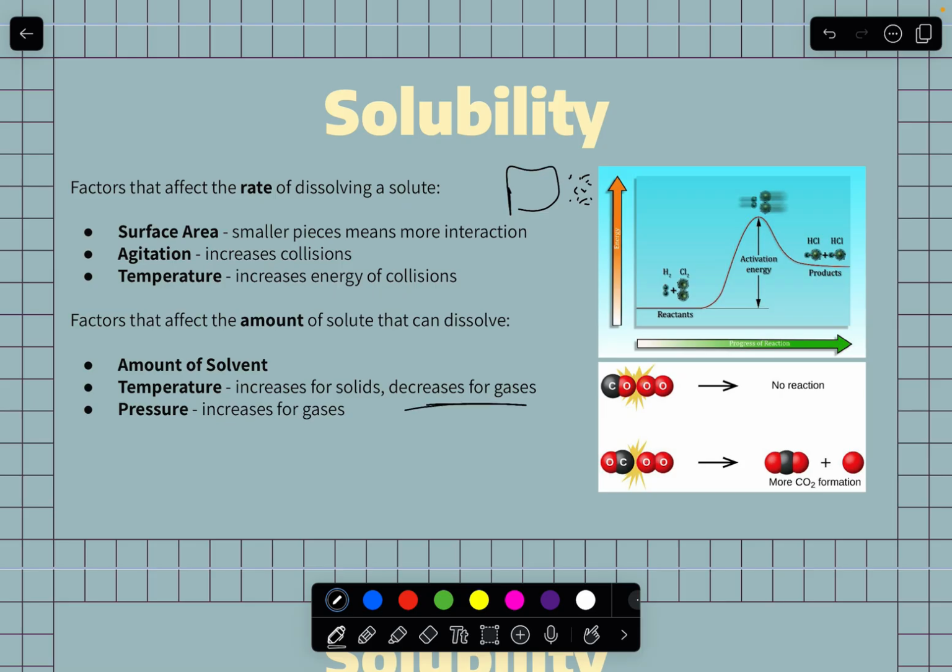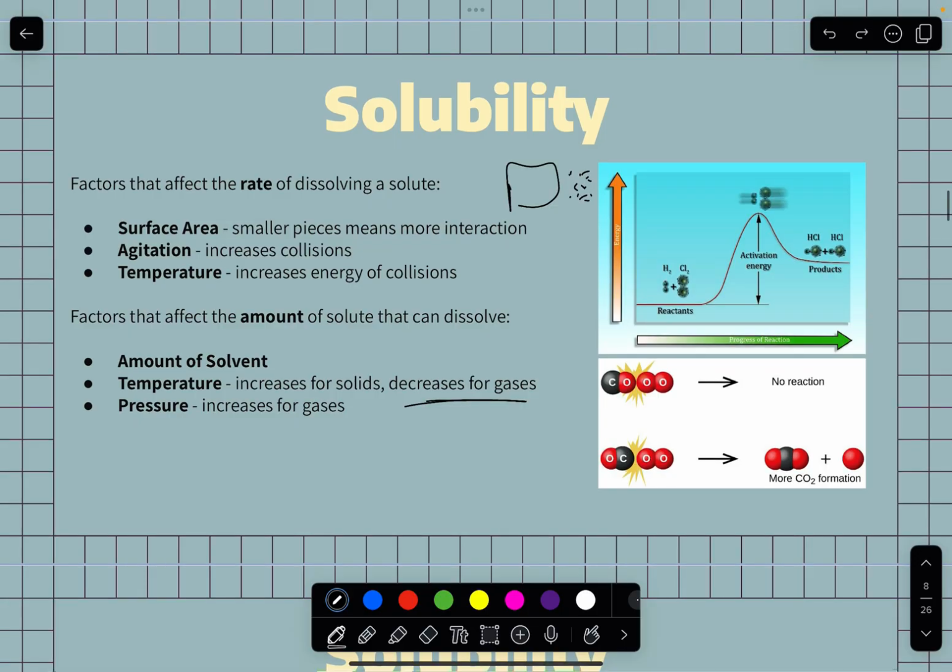So for gases, think about a can of soda. If you put a can of soda in a fridge, it's typically fizzier. It has more bubbles than a can of soda at room temperature, right? That's because these gases at lower temperatures have less energy, they're moving slower, so they can't escape the liquid as easily. So the gas stays inside the liquid, makes it fizzier. Okay, and then pressure for gases only, right? If you increase pressure, the solubility of gases also increases.